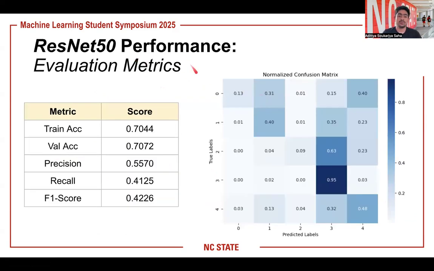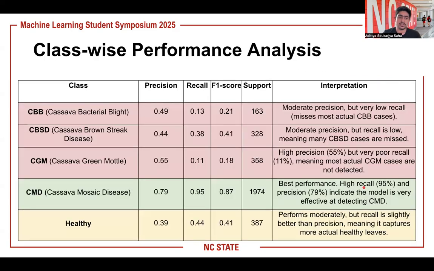The ResNet 50 performance was that the training and validation accuracy was close to 70%. As we can see from the normalized confusion matrix, the ResNet 50 model does really well on one of the classes, but performs poorly on the other classes. So we'll look into how the advanced model mitigates that.